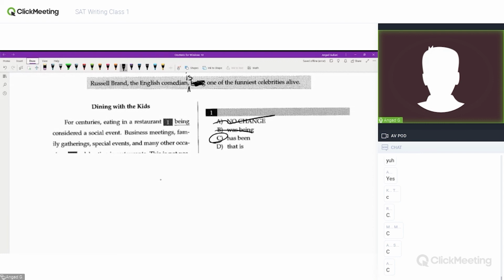For centuries, eating in a restaurant that is considered a social event. Remember, that's not a complete thought, right? And this is a relative clause. And that's going to be a fragment. So that's not right. So the answer is going to be C.